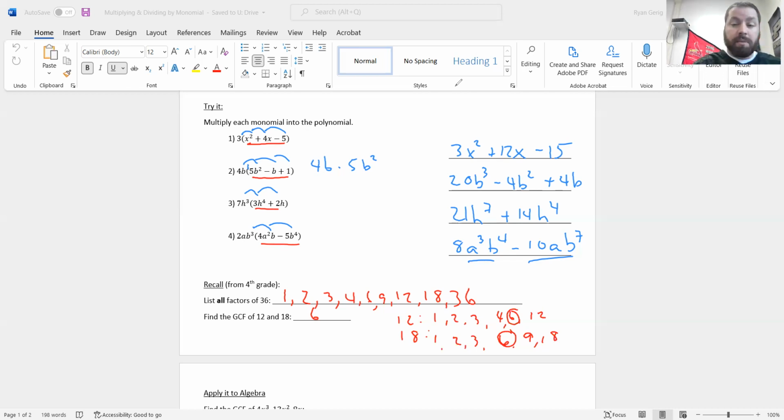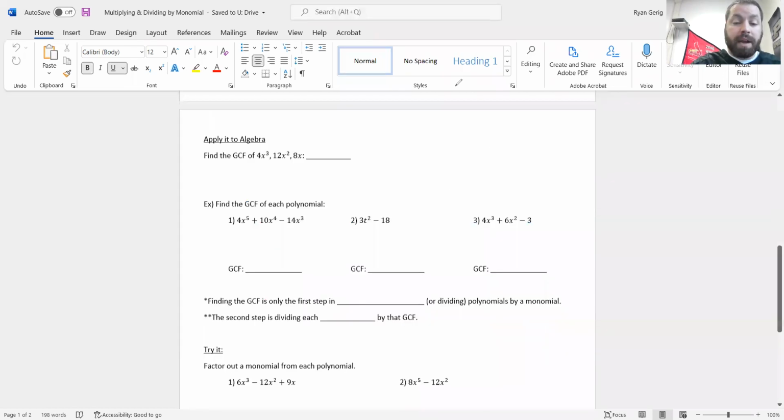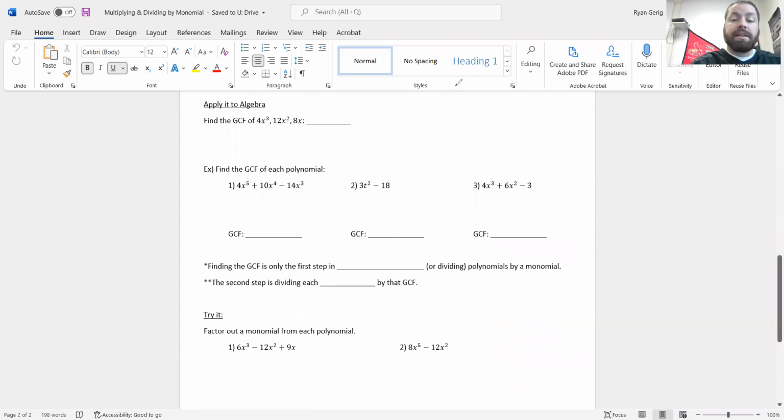What does that have to do with anything? Why did I go back to 4th grade there? Well, scroll down or go to the back page and we'll see. Apply it to algebra. Let's find the GCF now of 4x to the 3rd, 12x squared, and 8x. You're like, oh crap, now we're throwing letters in. Really doesn't make it that much harder. Let's go with just 4. So 1, 2, and 4 are the factors of 4.